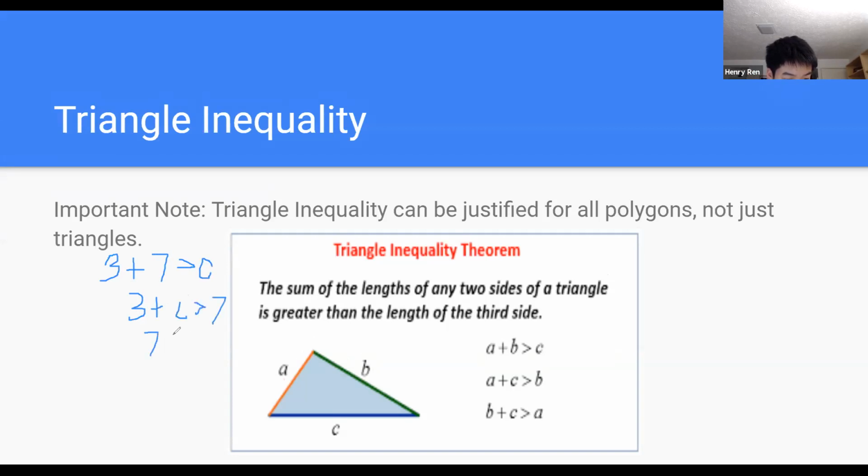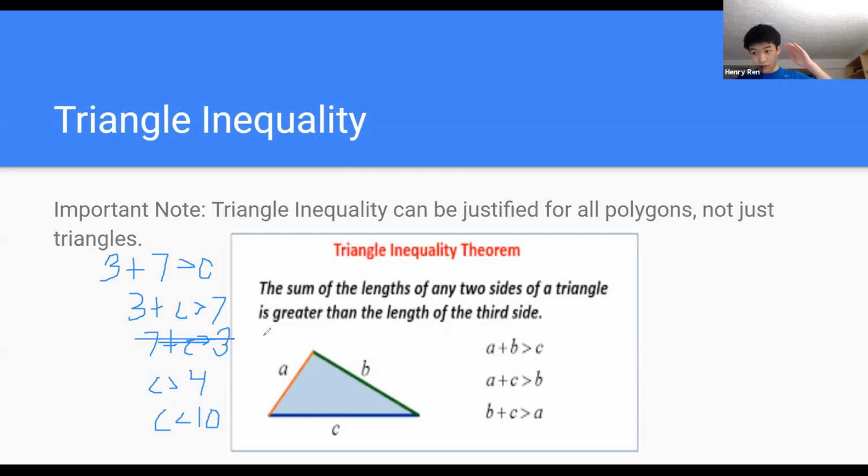And 7 plus C has to be greater than 3. All right, because we know that C is positive, this one doesn't really matter. 3 plus C is greater than 7, so C is greater than 4. On the other hand, C also has to be less than 10 by the first equation. So we have 5, 6, 7, 8, 9. That is 5 values for C.